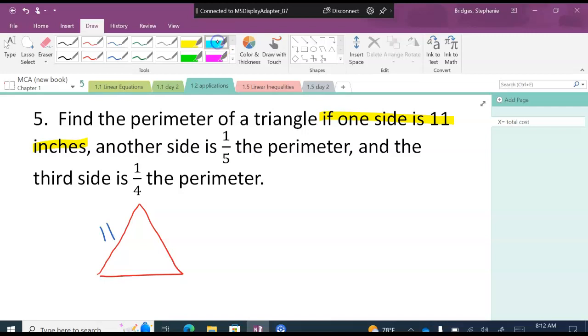The other side, another side, I can't talk this morning, is 1/5 of the perimeter. Oh, what are we looking for? We're looking for the perimeter. X is going to be my perimeter.